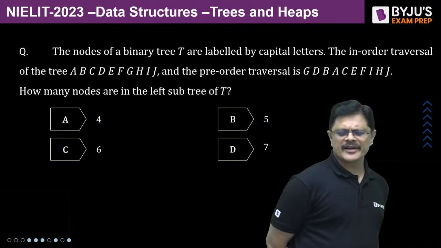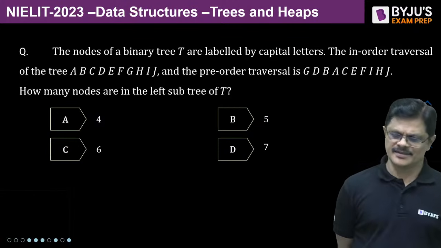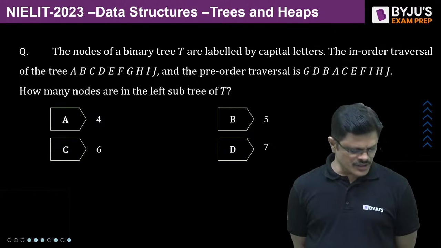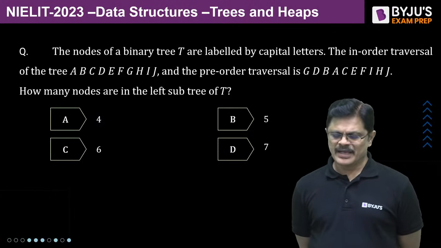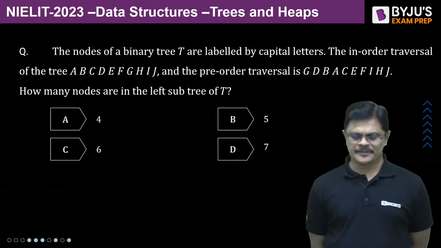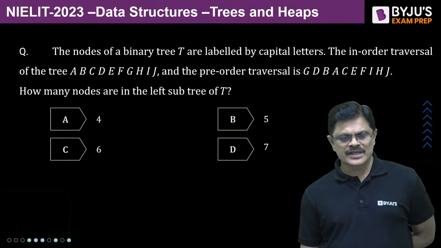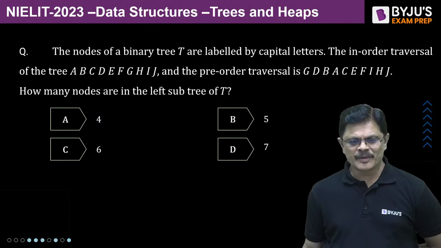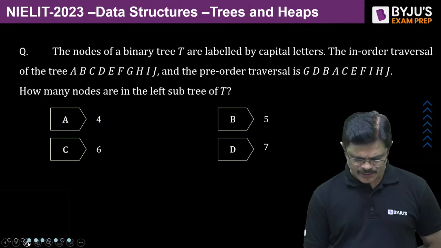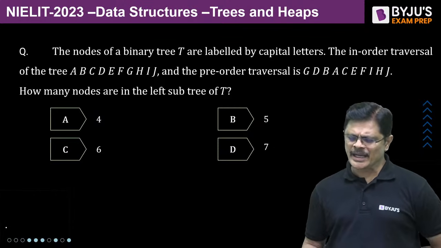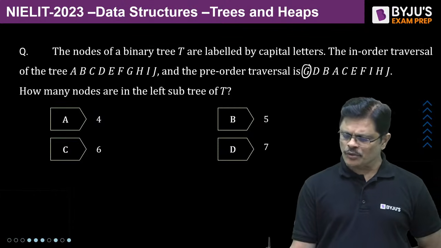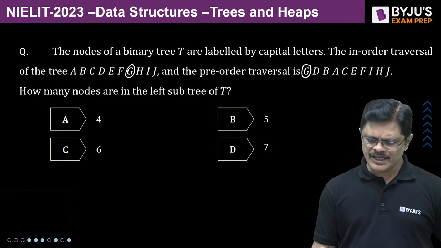The nodes of a binary tree are labeled by capital letters. The in-order traversal of the tree is given and the pre-order traversal is given. So he is asking how many nodes are there in the left subtree. So people are answering C, they are saying. Very good, sir. See, here you don't have to solve the entire problem. In pre-order, you know the root, and you see the root is here.